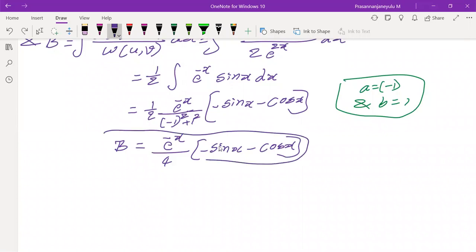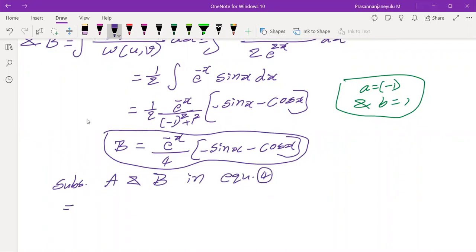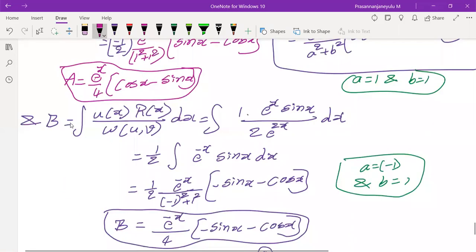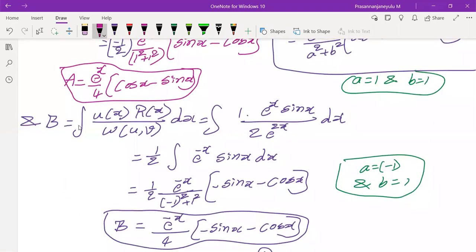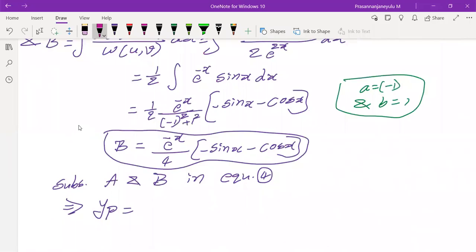Now substitute capital A and capital B in equation number 4. That implies yp is equal to A into, what is the value of A? Just now we got it here. e power x by 4 into cos x minus sin x.